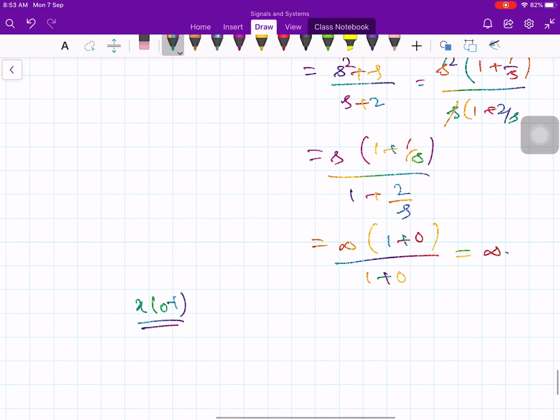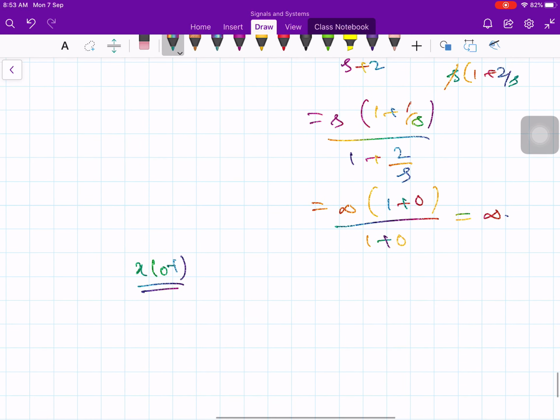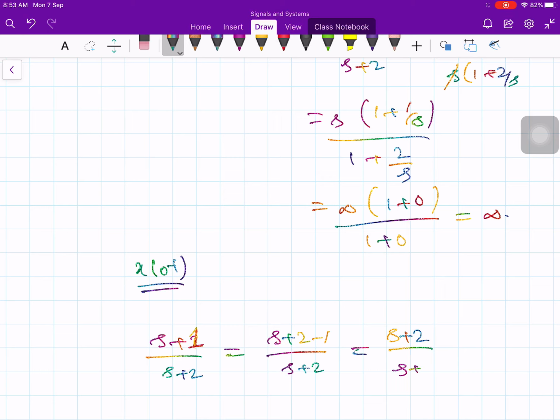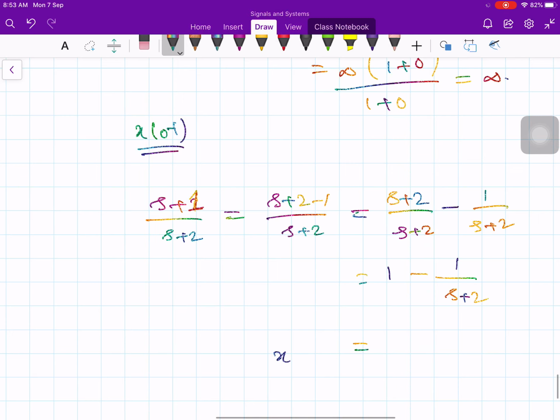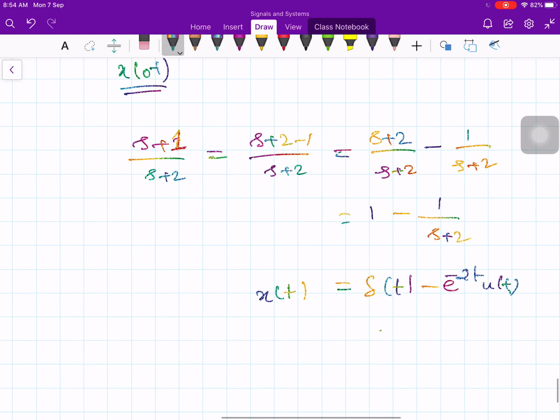Okay, so (s plus 1) divided by (s plus 2) can be written as ((s plus 2) minus 1) divided by (s plus 2). So this I can write as (s plus 2) divided by (s plus 2) minus 1 over (s plus 2), which is 1 minus 1 over (s plus 2). If you take the inverse Laplace transform, your x of t is going to be del of t minus e to the minus 2t times u of t. So, because of this delta function, the initial value theorem is not valid here. That is what we said when we started with the initial value theorem.